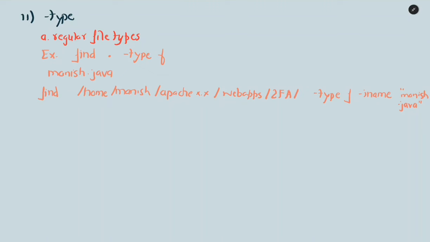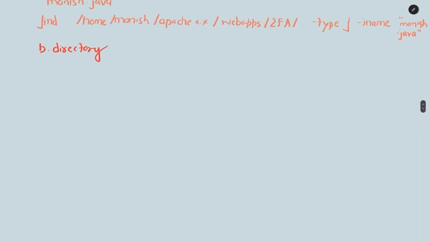Now we will see how to find directories. So to search for all the directories in the current directory and the subdirectories, we will use find in current directory. Type, I want to find all the directories, so I will use d here to find directory only.